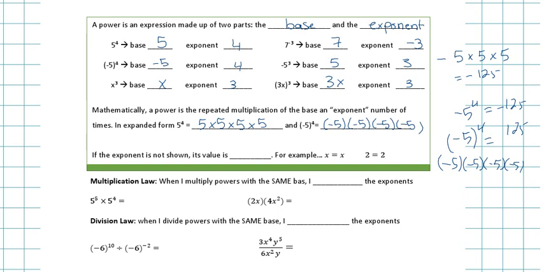If the exponent is not shown, its value is 1, right? So x is the same thing as x to the power of 1. 2 is the same thing as 2 to the power of 1. So if the exponent is not shown, it's a power of 1. And if your power is 0, then your answer is 1, whatever the base is.